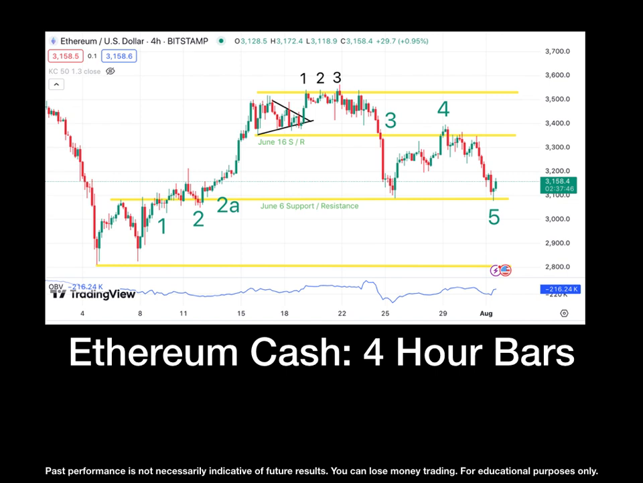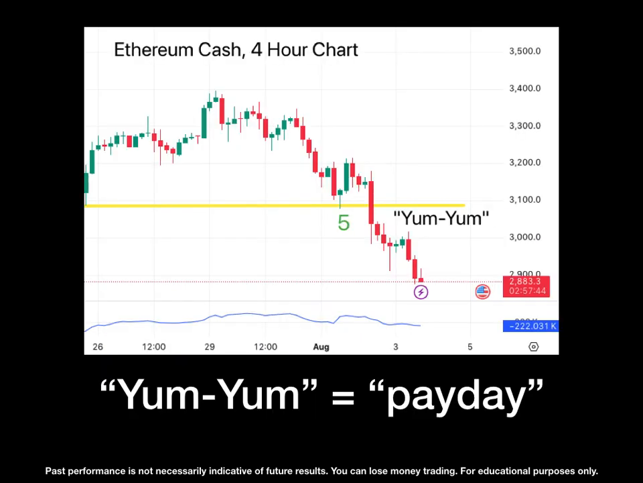And what does it do from there? There it is. Price rallies off that support zone, but not very much, only $200. And then you have what my father used to call a yum-yum break. That is a wide range, low close break of prior valid support zone. And that broke the $3,100 level. And my father would say this is what's called payday.